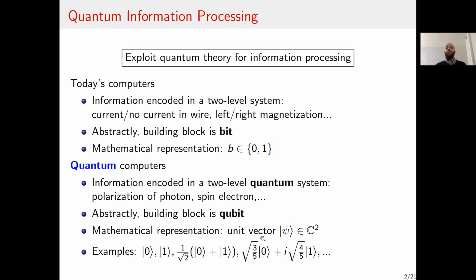So for example, we could have the states 0 or 1, which is like the classical case, but we could also have arbitrary superpositions. I could have a vector in between 0 and 1, which is the uniform superposition of 0 and 1, properly normalized so that it has a unit L2 norm.